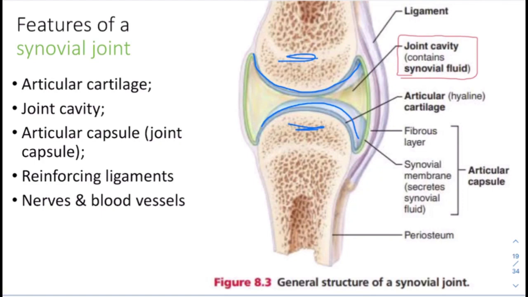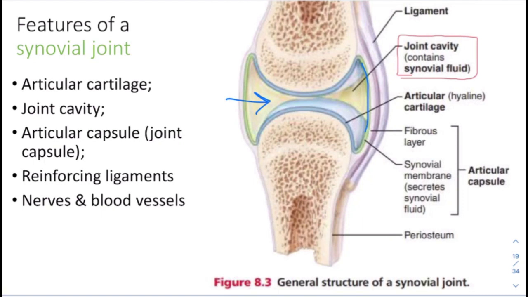Then we have the joint cavity. The joint cavity is basically the space over here. It contains synovial fluid. The synovial fluid is produced by the synovial membrane. So here in green is the synovial membrane. It produces the synovial fluid.